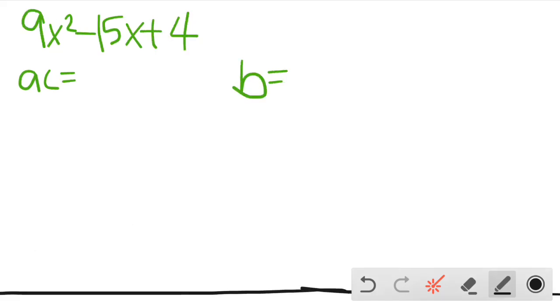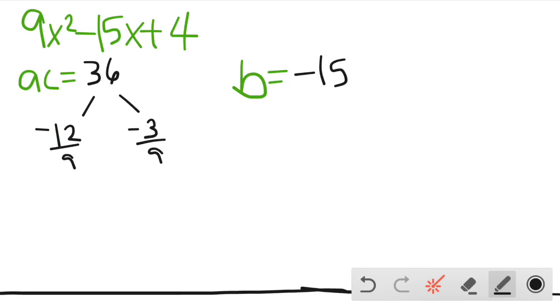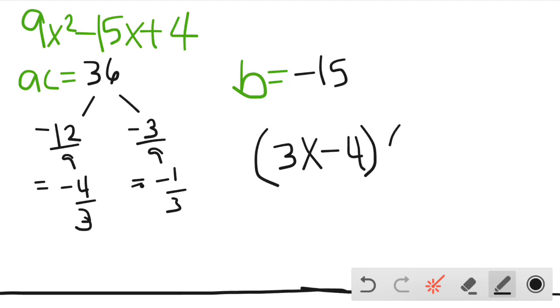Our next example is 9x squared minus 15x plus 4. In this case, a times c is a 36 and b is a negative 15. Likewise, we find our factors of 36 summing up to negative 15. And yes, you provide me a negative 12 and a negative 3. Once again, dividing these by the leading coefficient, negative 12/9 turns into negative 4/3, and negative 3/9 into a negative 1/3. This time, we can go ahead and proceed to write these out as your binomial factors with a 3x minus 4 and a 3x minus 1.